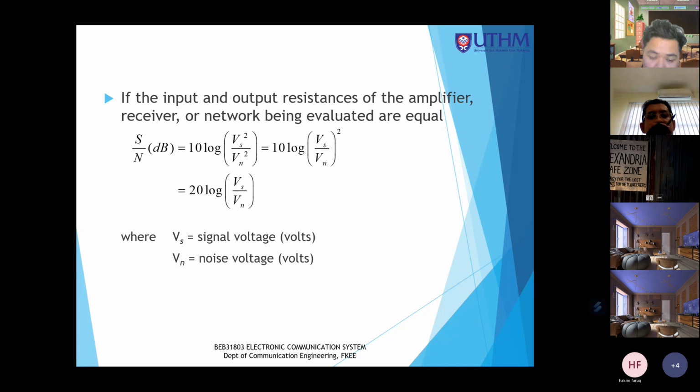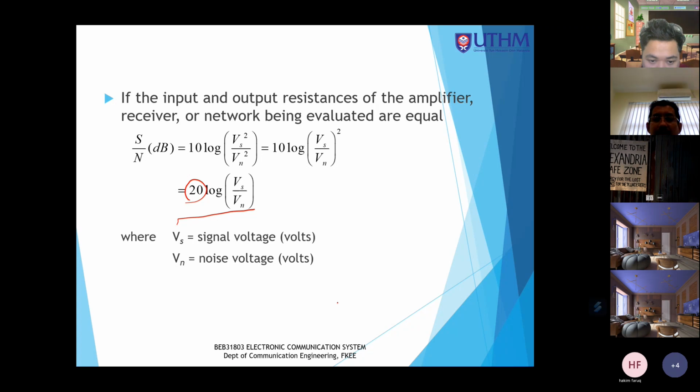So, macam mana kalau kita buat dalam sebutan voltage? Sebab SNR kebiasaannya adalah dalam sebutan power. If you want to calculate SNR in terms of voltage, it's going to be slightly different. It's going to be 20 log of Vs over Vn. Kenapa macam ni? Dari mana datangnya 20? Again, this 20 is not a magic number.